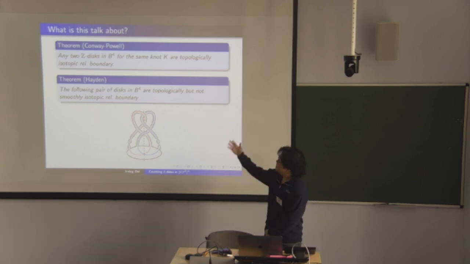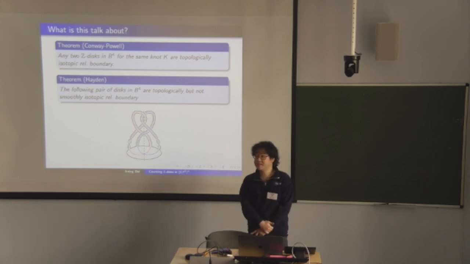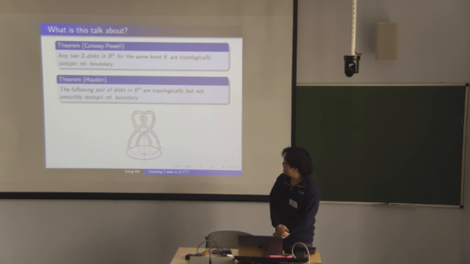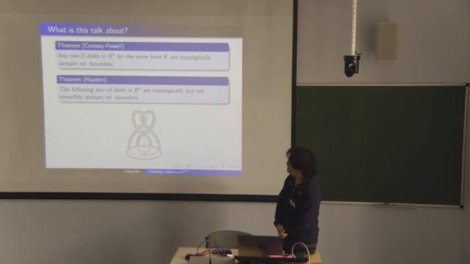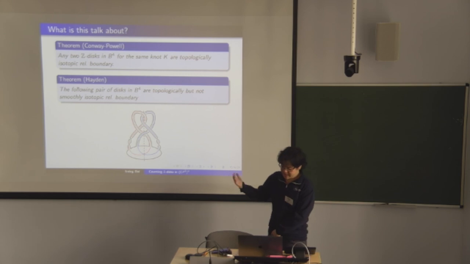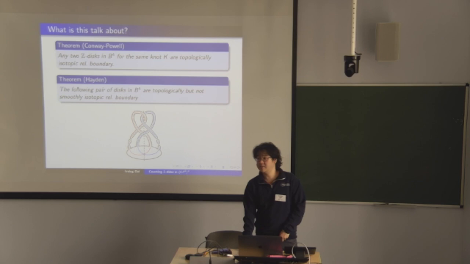Okay, and so by the aforementioned theorem, you know abstractly that these disks are topologically isotopic rel boundary, and yet there's some machinery that tells you they're not smoothly isotopic rel boundary. For example, Khovanov homology, knot Floer homology, things like this. And so people like studying this kind of phenomenon. Okay, but it relies on this sort of topological classification theorem that tells you the two disks are topologically isotopic.